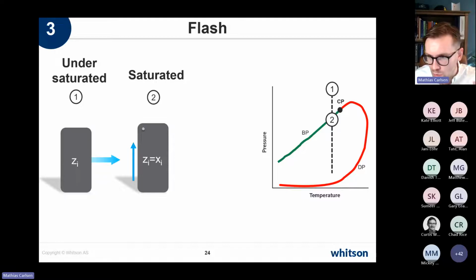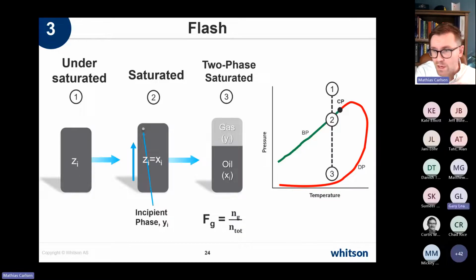And that's defined as when the first little bubble of gas is coming out of solution. And the composition of that fluid is called the incipient phase. If we lower the pressure much more in just one stage and didn't remove any fluids, we would then be able to get a gas phase and an oil phase. And the flash calculation will tell us the amount of the different fluids, and it will also tell us the composition of the individual fluids.